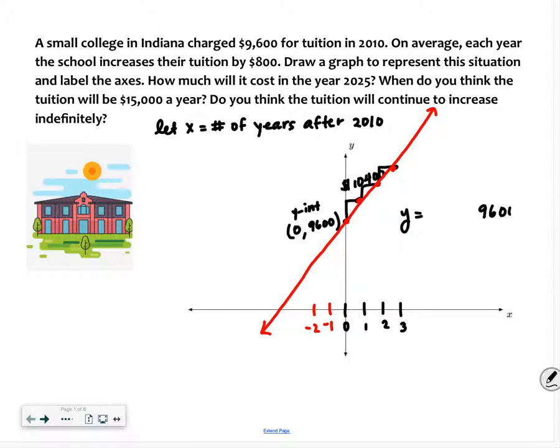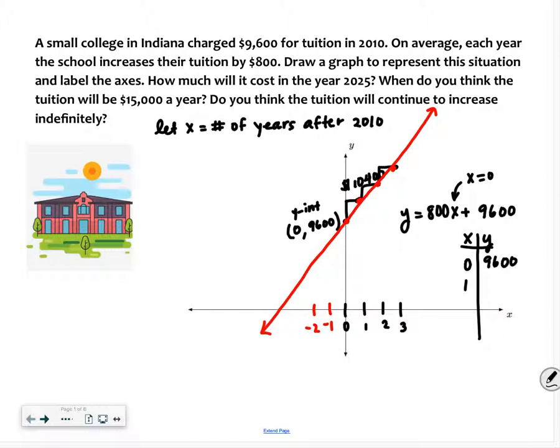So we can come up with the equation of the line, which means that we start with the $9,600, and after every single year we gain $800. So it's going to look like this: 800x plus 9,600. And you can check with a T-table. If you plug in x equals 0, we get 800 times 0 plus 9,600, which gets $9,600.